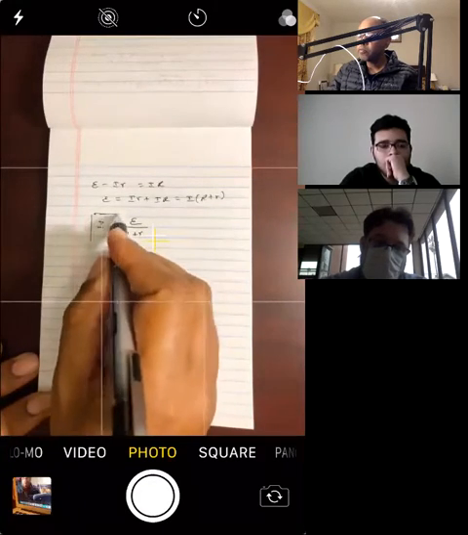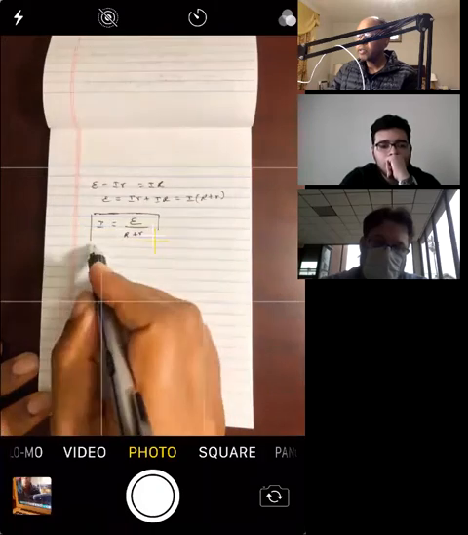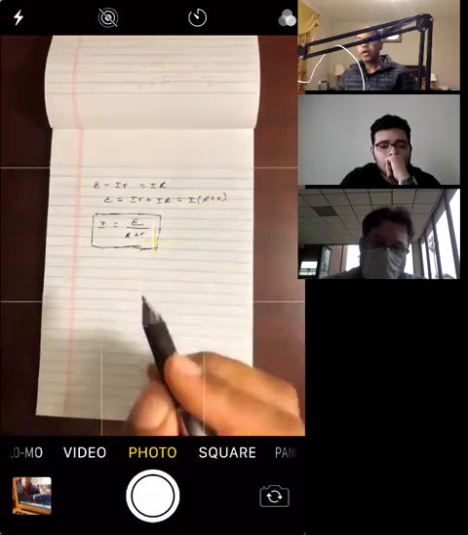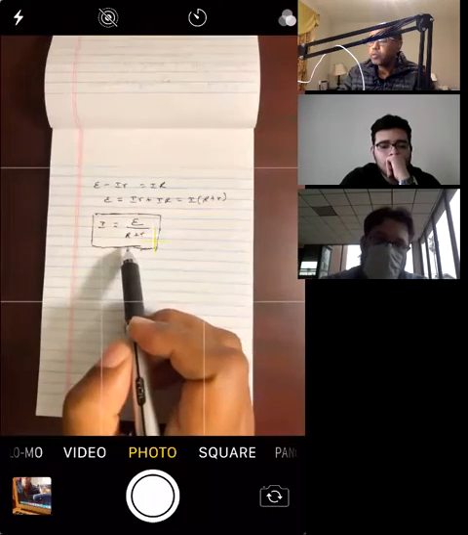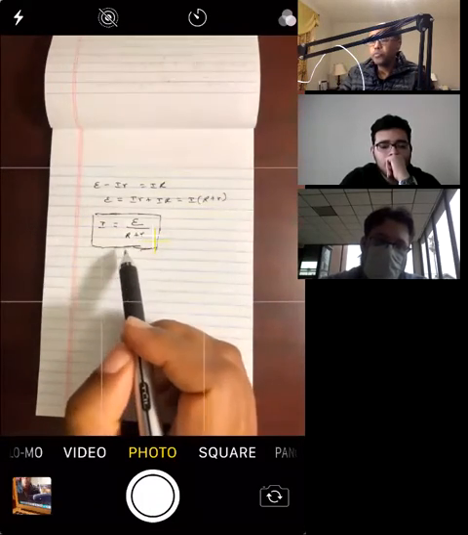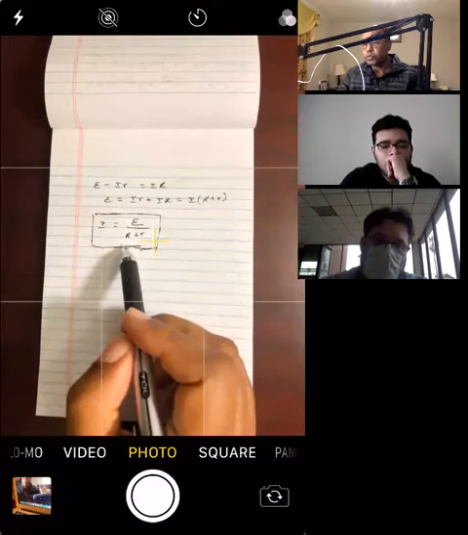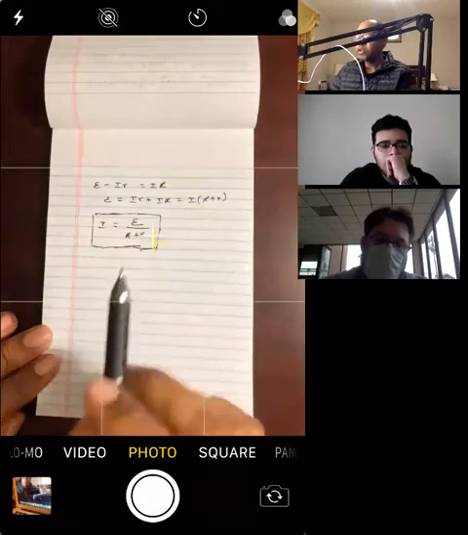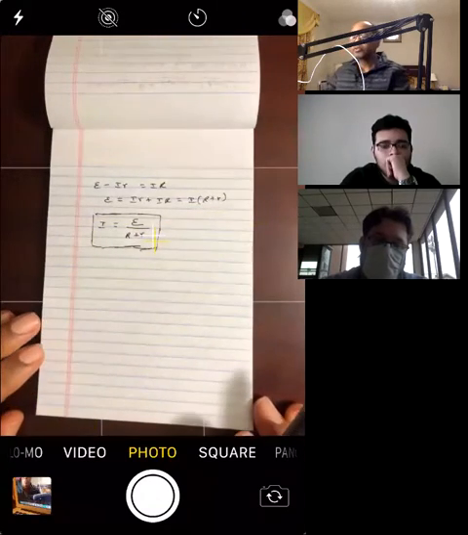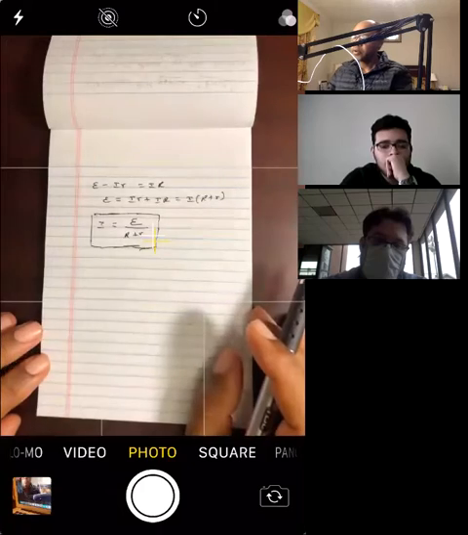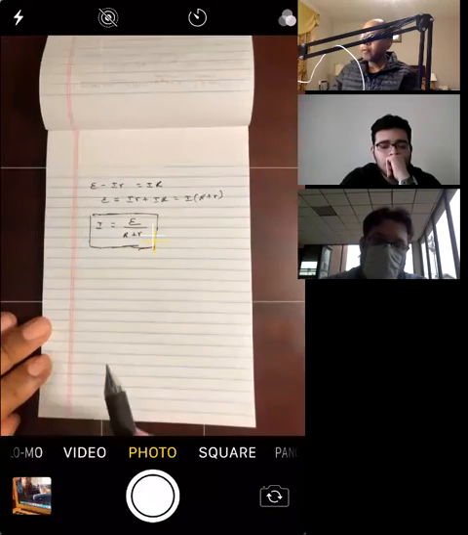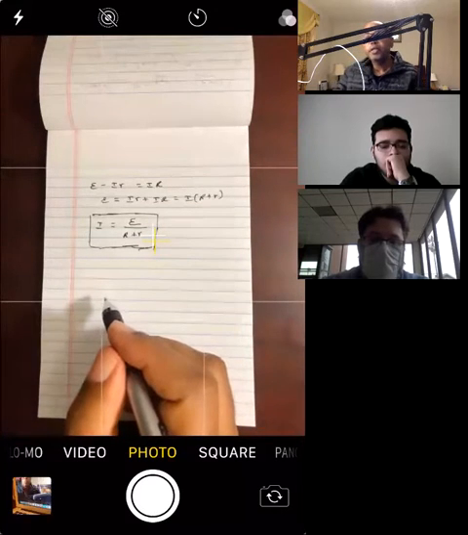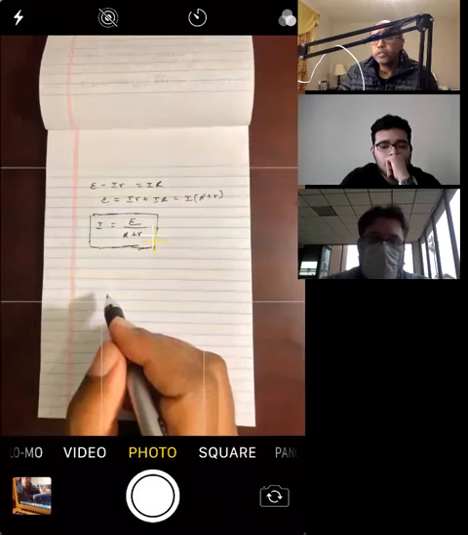So you've got a battery of EMF E. You have to remember there is internal resistance in the battery. The current is not EMF divided by resistance, but EMF divided by the sum of the external resistance and the internal resistance. That's how you calculate the current. If you know the EMF, you also have to know the internal resistance to be able to calculate the current.